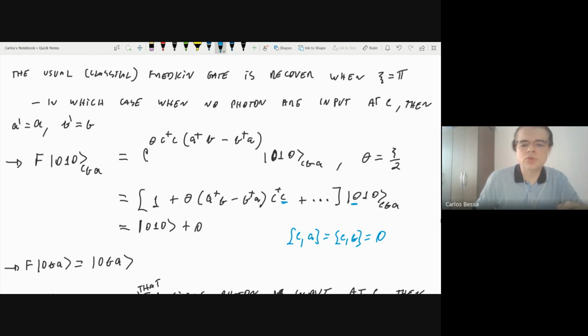But here we could see that this A acting here will also give 0. But this term would be different from 0, because A applied to 0 will give 1, and B applied to this one here will give 0. So it will be different from 0.